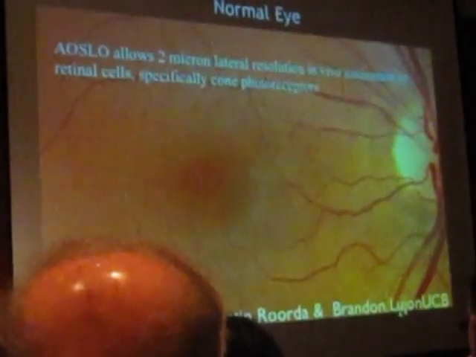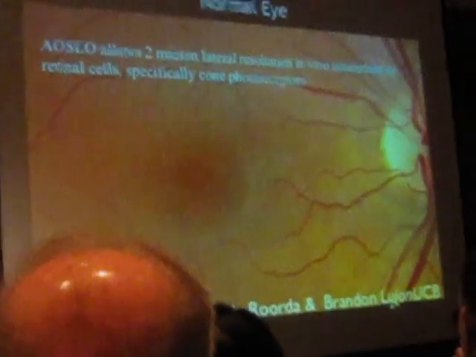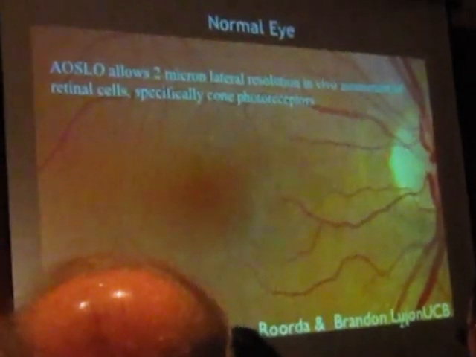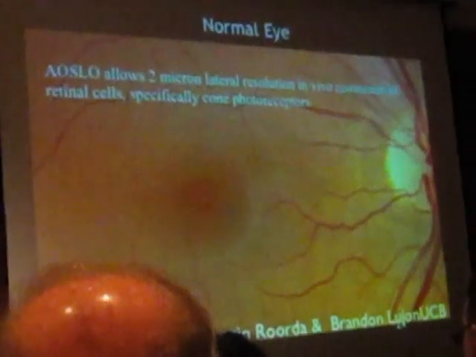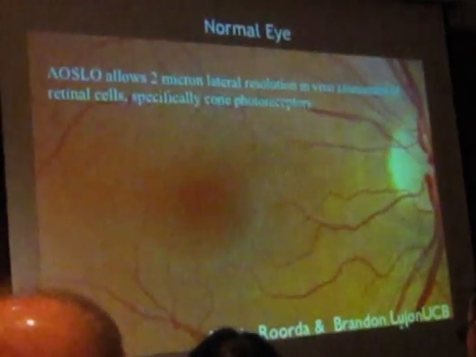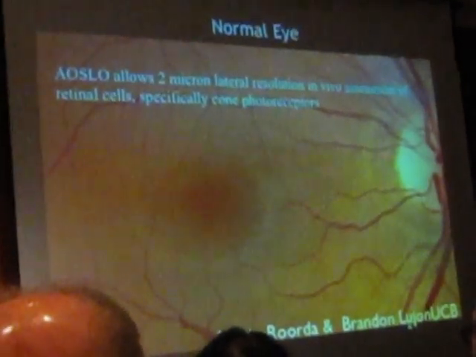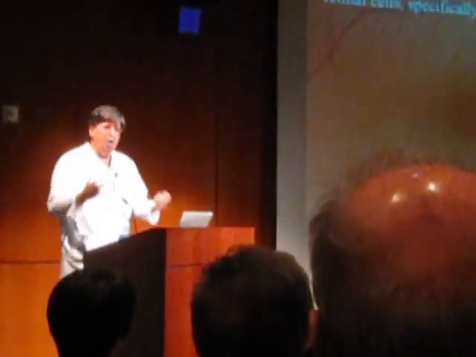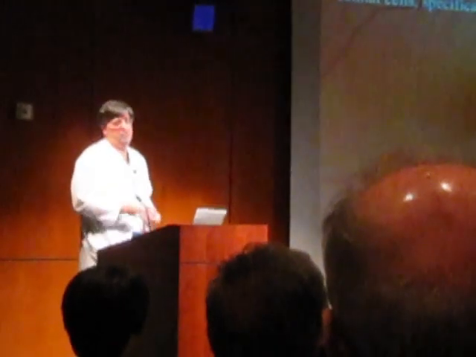Hence their very low vision. Now, we're also collaborating with a group at UC Berkeley, Austin Roorda and Brandon Lujan, and they are working on an adaptive optics scanning laser ophthalmoscope. And we've taken some of our patients up to Berkeley, and we can image actual photoreceptors, cones, in humans with macular disease.